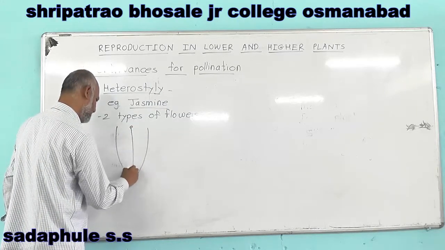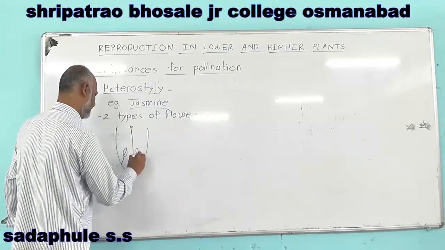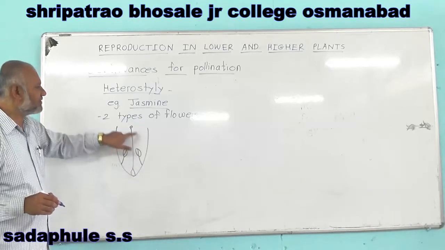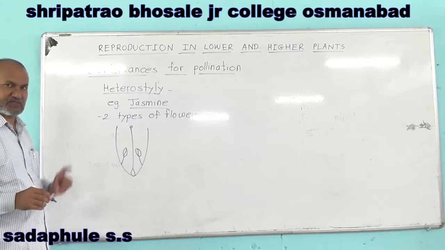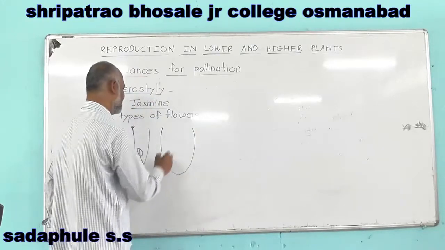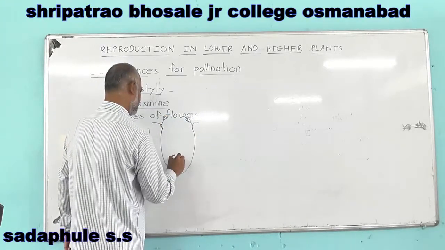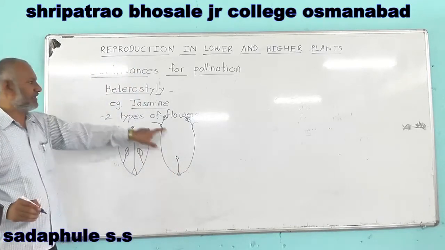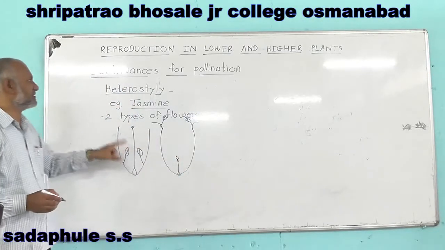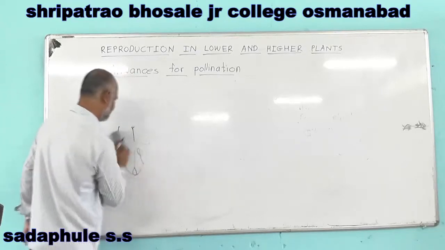Here is the stigma, ovary, and here is the anther. When the pollen grains are released from these anthers, they are unable to reach the stigma of this same flower, and it prevents self pollination. Or in other flowers, the condition is like this. Here anthers are present on the top and stigma is present below, and it also prevents self pollination and it favors cross pollination, which is termed as heterostyly.